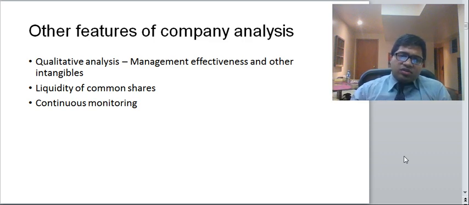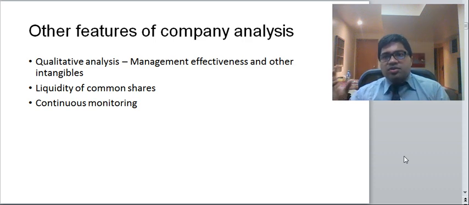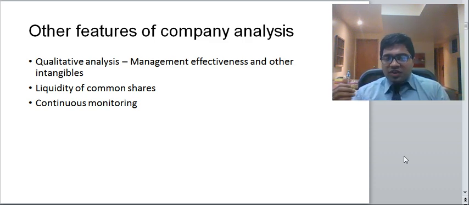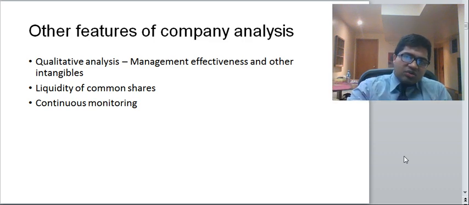Along with that, you also look at the liquidity of common shares. If you're investing in a stock, you should be able to sell it, so it is important to look at the liquidity. Continuous monitoring is required whenever you invest in stocks. Financial or non-financial factors may be changing, so you need to continuously monitor your investments.